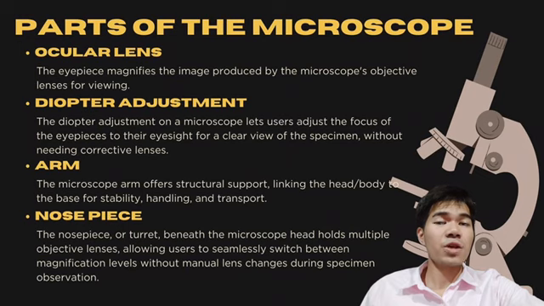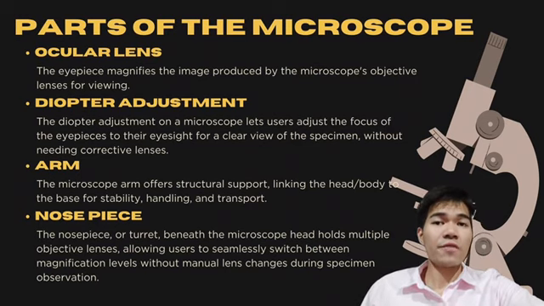Then we have here the diopter adjustment. The diopter adjustment lets the users adjust the focus of the eyepieces to their eyesight for a clear view of the specimen without needing corrective lenses. So basically, diopter adjustment is an adjustment tool to adjust the focus of the eyepieces so that we could clearly see the specimen or the slide.